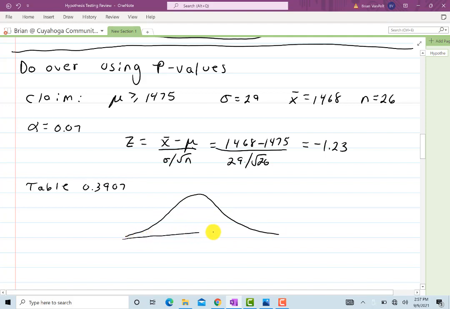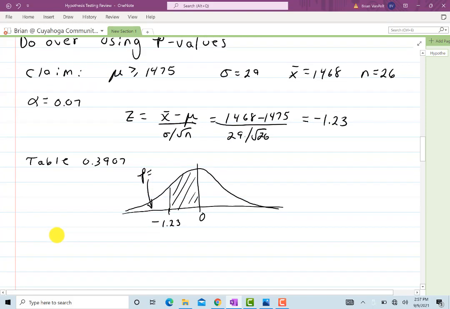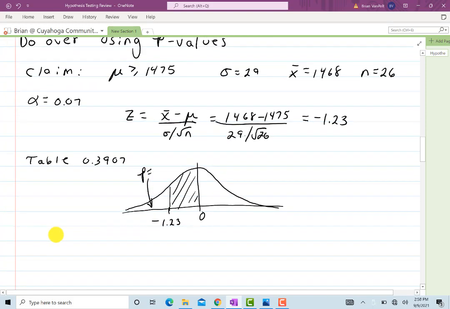If we draw the normal distribution graph, what the table gave me was the area between negative 1.23 and 0. That's not what I want. The p-value that I want is over here. So in order to make use of that, I am going to have to subtract from 0.5.